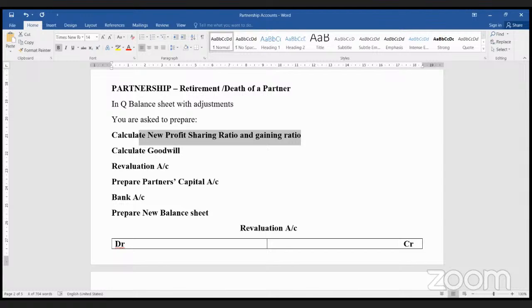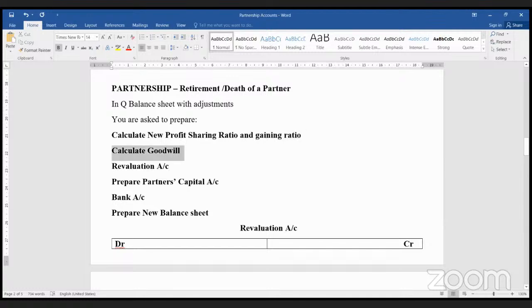One of your friends left before you get those apples. So what happens? Those three you only will share, so you are gaining one apple extra, right? That's how here in retirement or death you will have a gaining ratio, because of that particular partner leaving. The existing or continuing partners are going to get a benefit in the future. So it's going to be a gaining ratio.